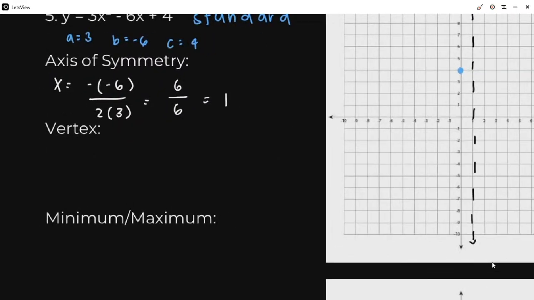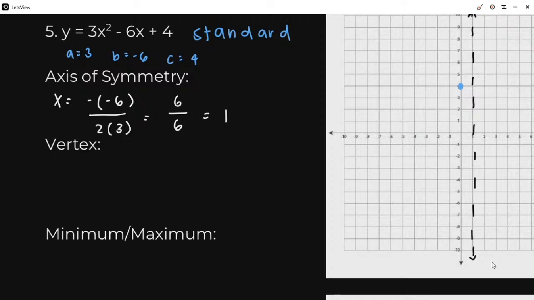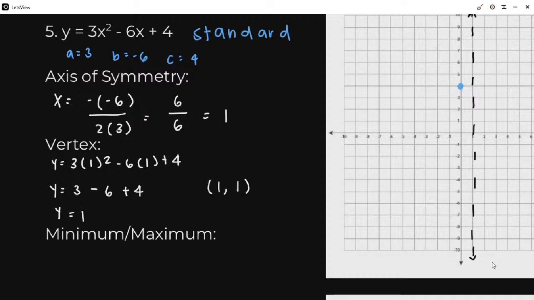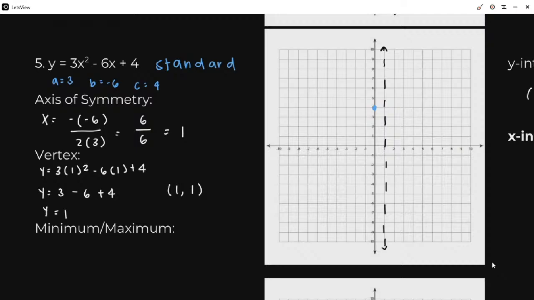Okay, so next we have to find the vertex. So we're going to plug in 1 in for x. So y equals 3 times 1 squared minus 6 times 1 plus 4. So that's 3 minus 6 plus 4. So we get y equals 1. So our vertex is the point 1, 1, which is right here.